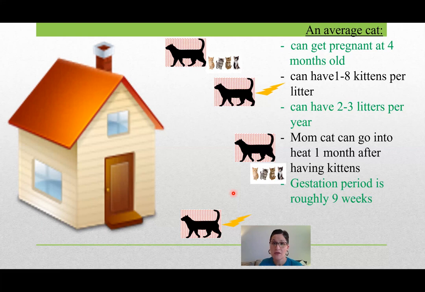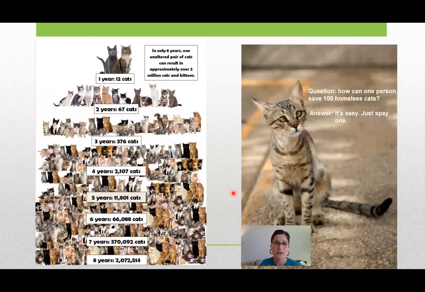Okay, so once you notice that the cat's pregnant, you need to get her in quick. All right, so again, just more numbers out there. In only 8 years, one unaltered pair of cats can result in approximately over 2 million cats and kittens. I wish this was an exaggeration, but it is not. And since we're talking about 2 cats here, it takes 2 to tango. So the old way of thinking was, oh, we only have to get the females fixed. We don't have to worry about the males. Please get the males neutered.